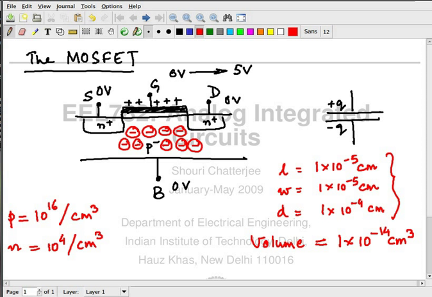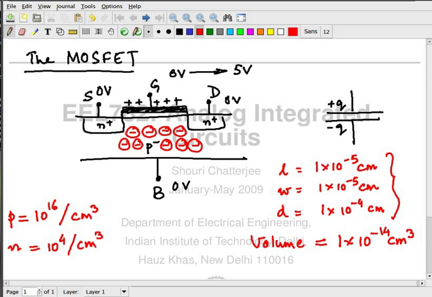N is the electron density, minority carrier density. This is the majority carrier density, this is the minority carrier density. N times P equal to 10 power 20, etc. At room temperature. You can see the whole thing. Okay. So the holes have left.